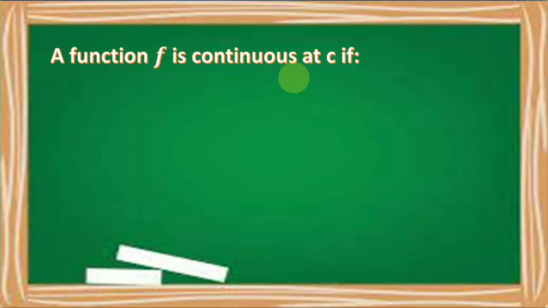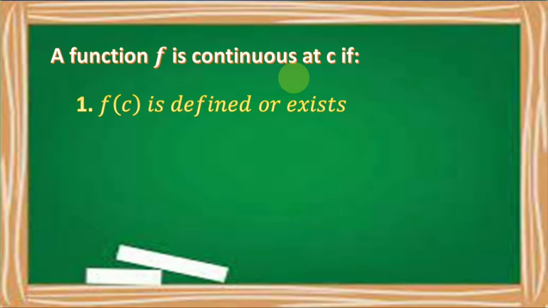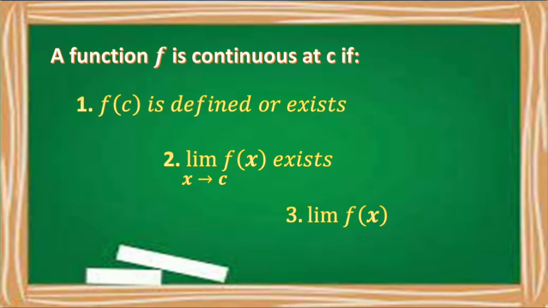Let us always remember that a function f is continuous at c if, number 1, f of c is defined or exists. Number 2, the limit of f of x exists as x approaches c. And number 3, the limit of f of x as x approaches c is equal to f of c.